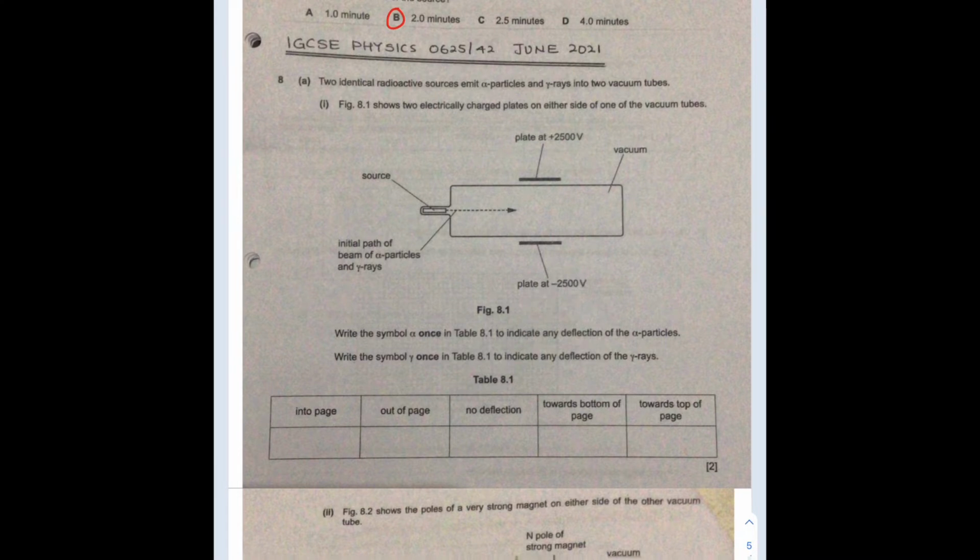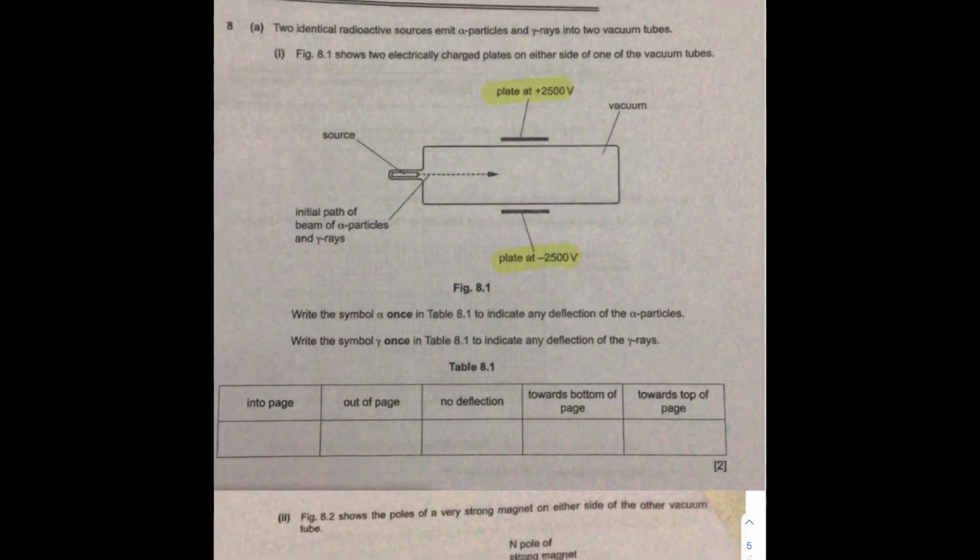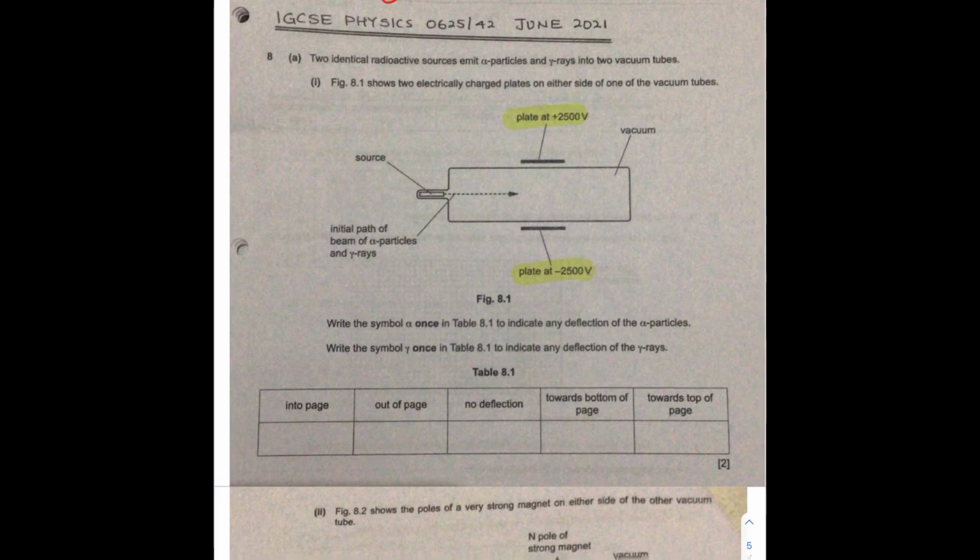Two identical radioactive sources emit alpha particles and gamma rays into 2 vacuum tubes. Figure 8.1 shows 2 electrically charged plates on either side of one of the vacuum tubes. So if you notice the plates, this is positive and this is negative charge. Okay, initial path of alpha particles and gamma rays, source, vacuum. Write the symbol alpha once in table 8.1 to indicate any deflection of the alpha particles.